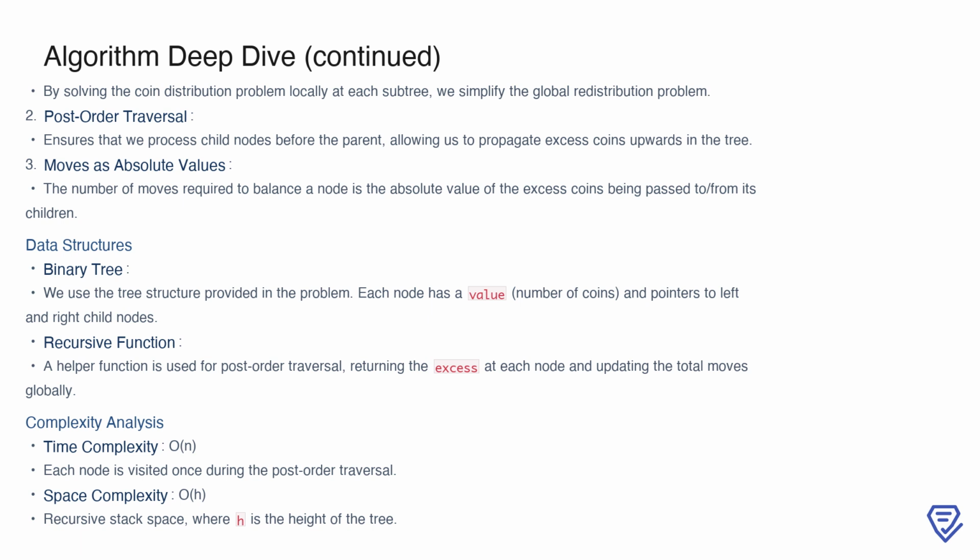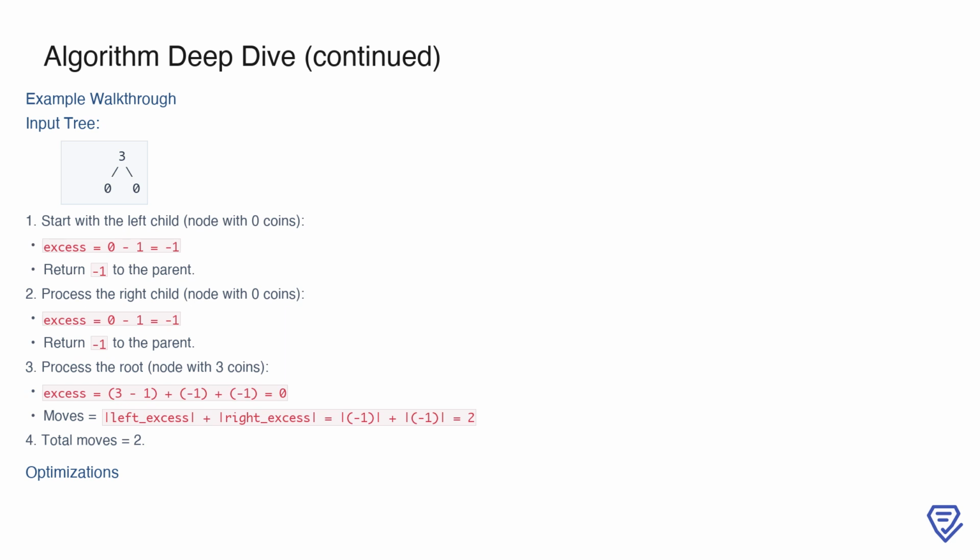of the tree. To illustrate how the algorithm works, let's consider a simple example. Imagine a binary tree where the root node has 3 coins, and both its left and right children have 0 coins. Starting with the left child, we calculate its excess as 0 minus 1, which equals -1. This means the left child needs 1 coin, so we return -1 to the root. Next, we process the right child. Similarly, its excess is also -1, so we return -1 to the root.